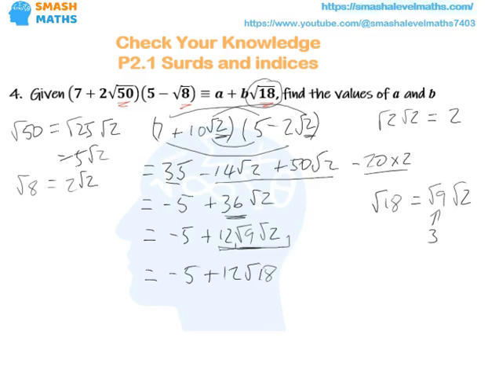So it was just a little bit of fiddling around to be able to create the root 18 that was asked for in the question. So it says values of A and B. A was minus 5, B was 12. Sorted.